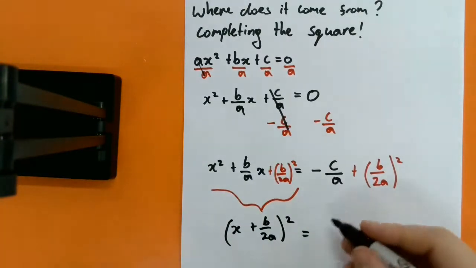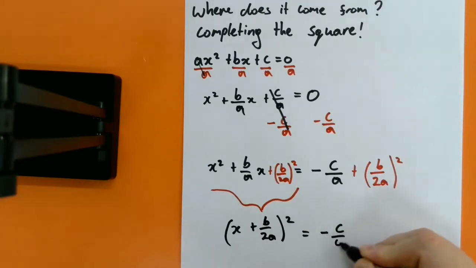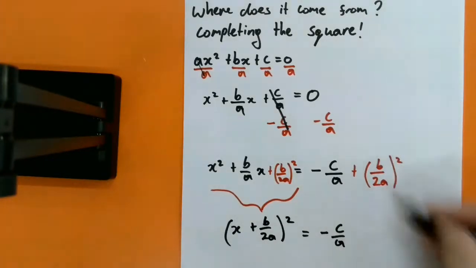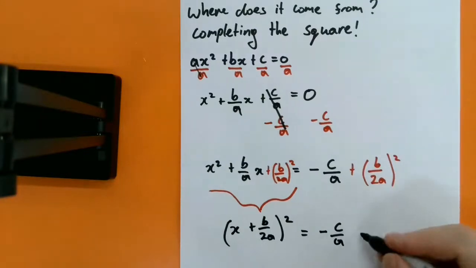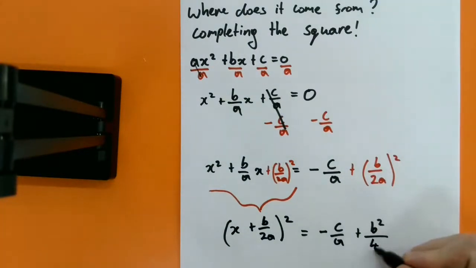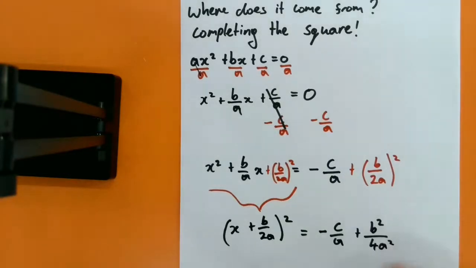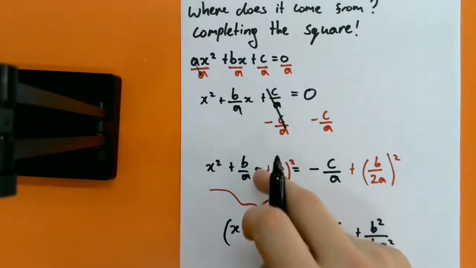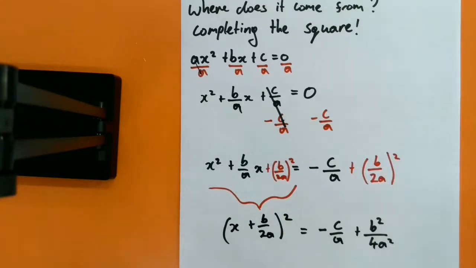Let's just tidy up the right-hand side for a moment. So minus c on a. If we have a fraction squared, we square the top and square the bottom, just applying our index laws. So we have b squared all over 4a squared on the right-hand side. Now I'm going to show you right now where this perfect square comes from, and that we can get this original thing back just by doing a bit of expanding.